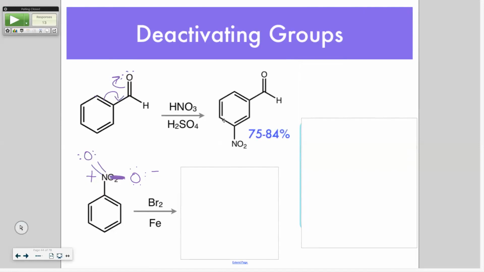If you do bromine and Fe, what does that put on the ring? Br2 and Fe, what are we going to put on our benzene ring?